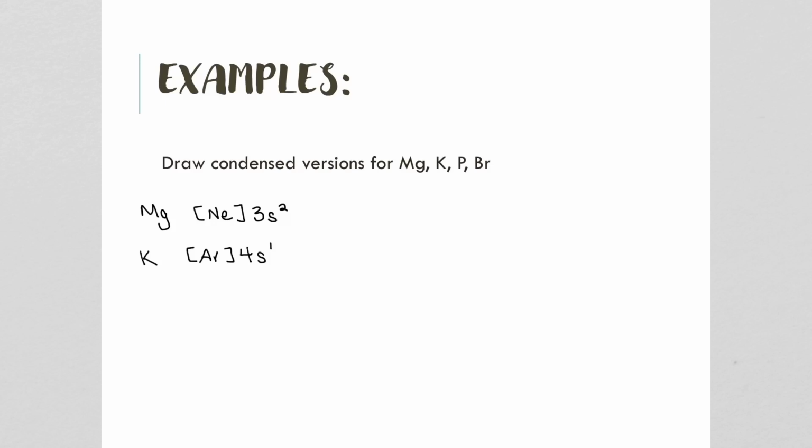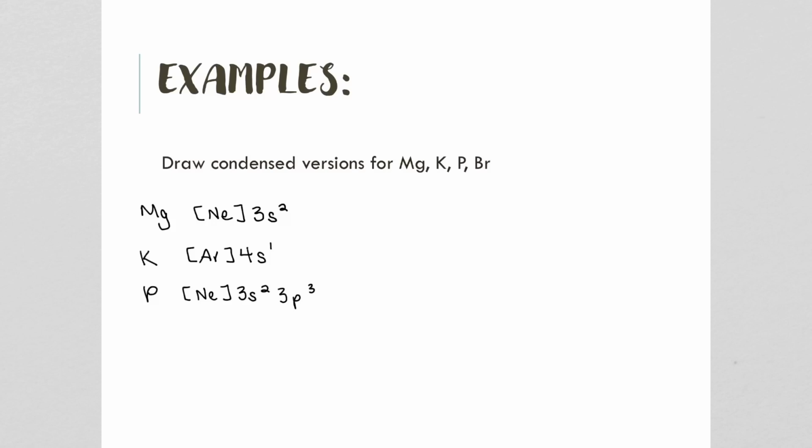And phosphorus is before argon, so it's going to be neon. And then we start working our way across the third energy level, so it'll be 3s2 because sodium and magnesium, and then 1, 2, 3, so 3p3.